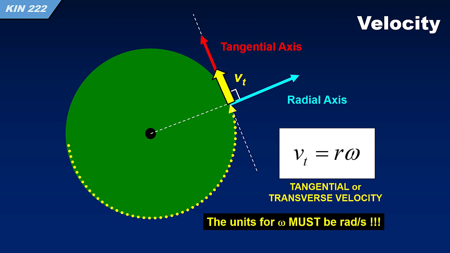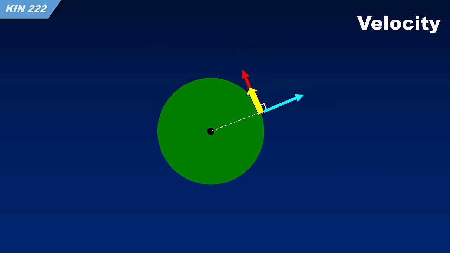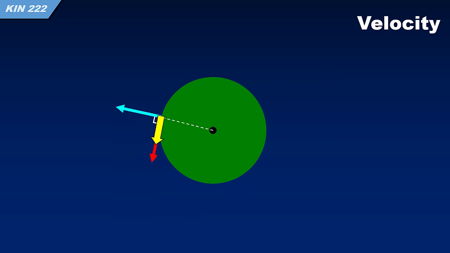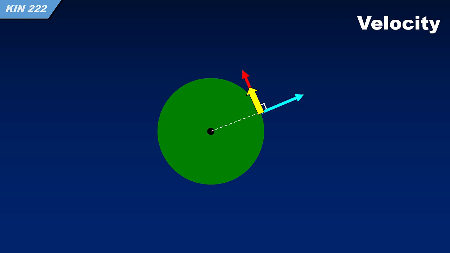The other thing to note with this formula is that the units for the angular velocity, the units for omega, have to be in radians per second. So just like the units for angular displacement when we're calculating arc length had to be in radians, the units for angular velocity here have to be in radians per second. So just like we looked at before, if the object is spinning and we're interested in the point on the edge of that green circle, the yellow arrow would be the transverse or the tangential velocity, and as the object rotated, the velocity always points in that tangential direction.